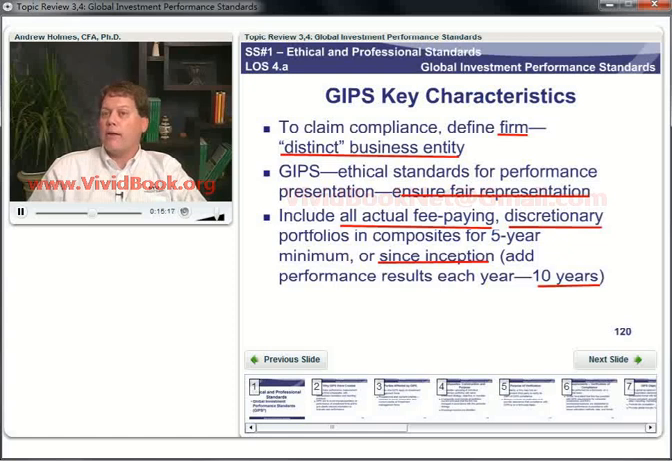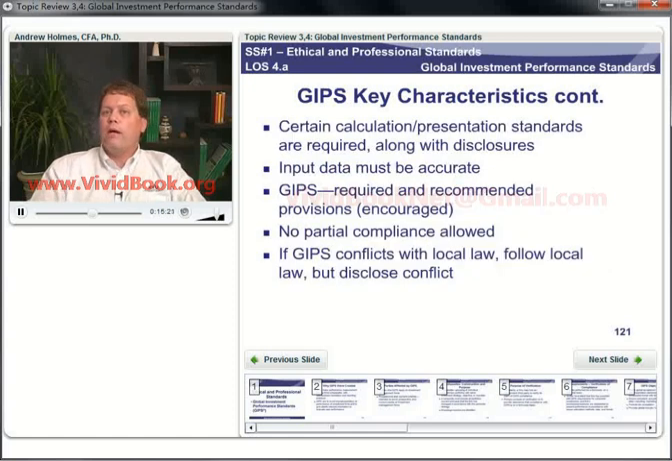Now, continuing on with our key characteristics. So we have certain calculation and presentation standards that are going to be required. We're not going to talk about what they are here at level 1, but again, how do you calculate an average? How do you construct a composite? What type of data are you going to present? All of those things are going to have to be specified as calculation and presentation standards that are going to be required. Also, and very importantly, you're going to have some input requirements. So the input data has to be accurate. It's a GIGO process, garbage in, garbage out. Well, if you don't have good data to put in on the front end, you're certainly not going to get good data out on the back end.